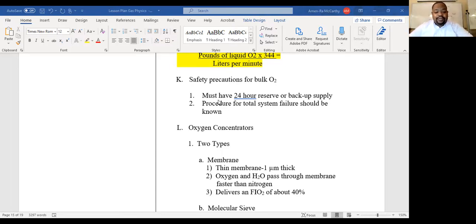Now, so they have that. So if there was a system failure, like somebody ran into a big truck and knocked over the liquid tank, or some type of disaster, storm, lightning, something like that happens and knocks over a system.